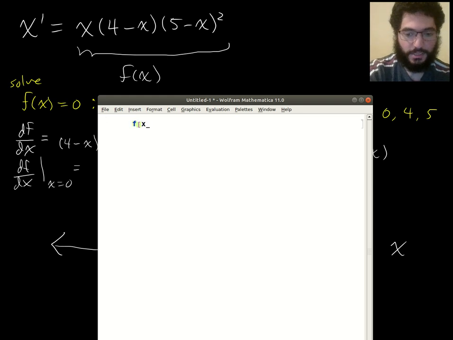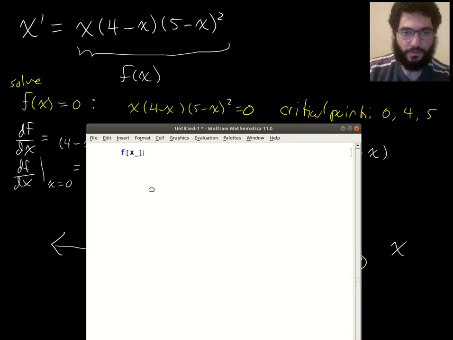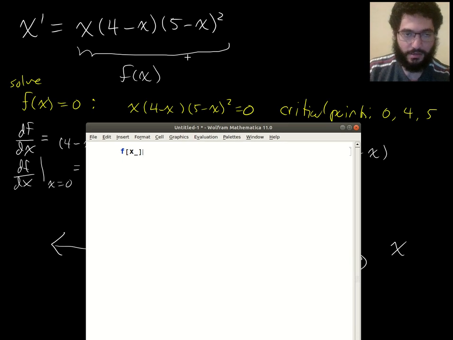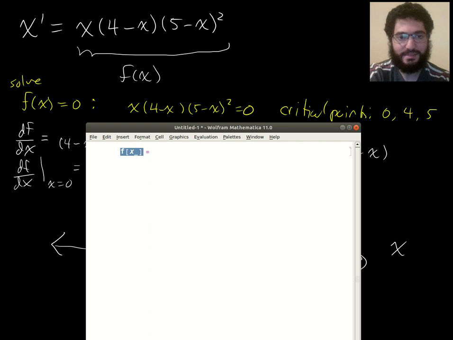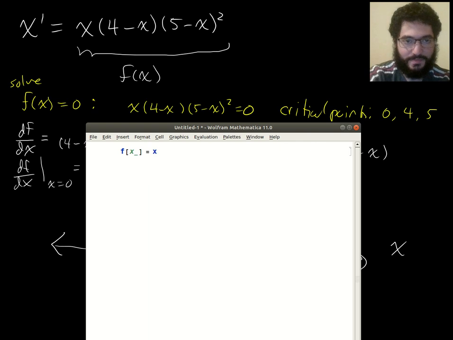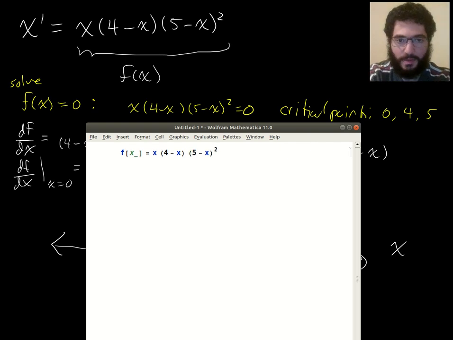Okay, so actually, you can even make Mathematica take the derivative for you. So let me go ahead and define a function, f of x, to be this right-hand side of the differential equation. So treating x as an independent variable and ignoring any implicit time dependence. Okay, so there I've got my f of x.